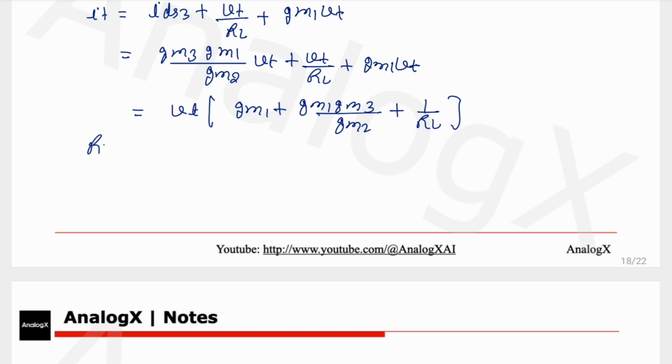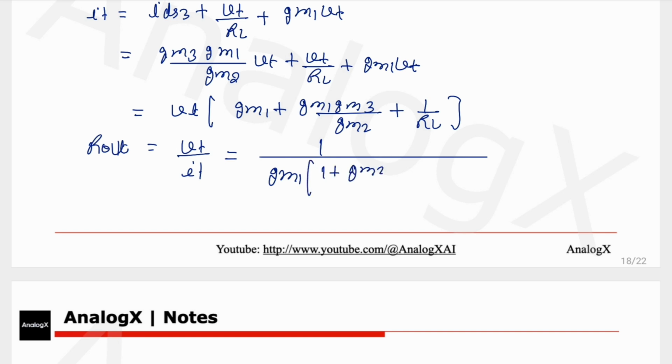So what will be the Rout? Rout will be Vt by IT. So that will come as 1 by gm1. Let me take this common. So 1 plus gm3 by gm2, plus 1 by RL.